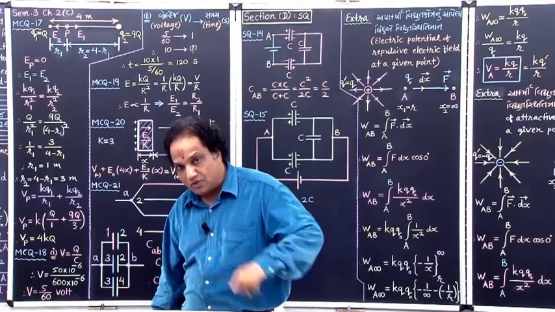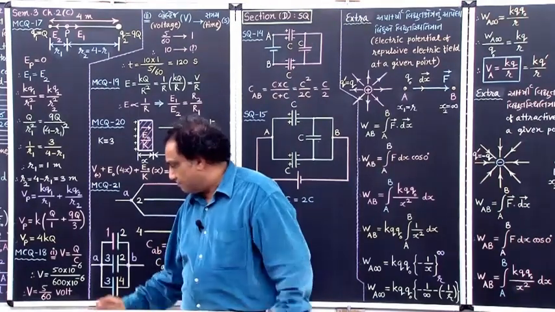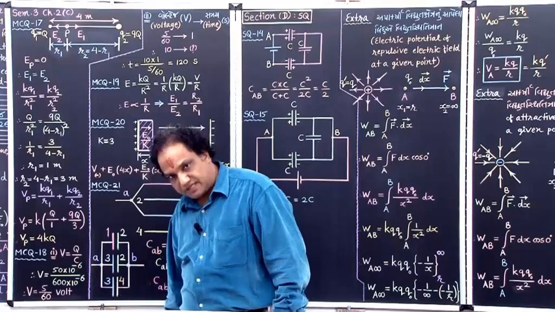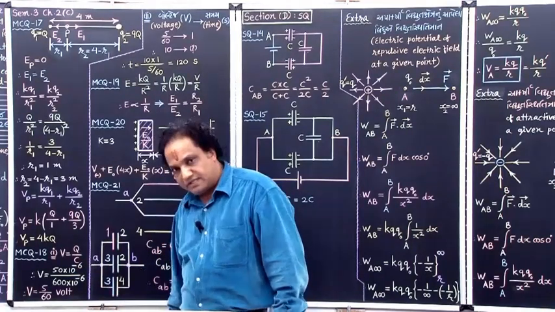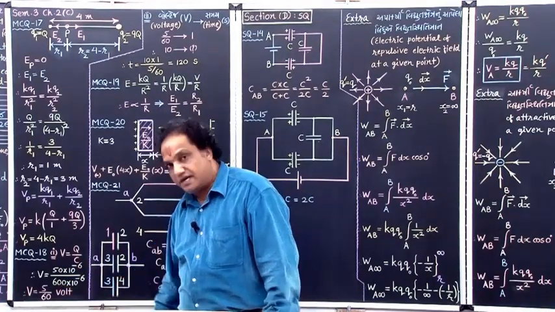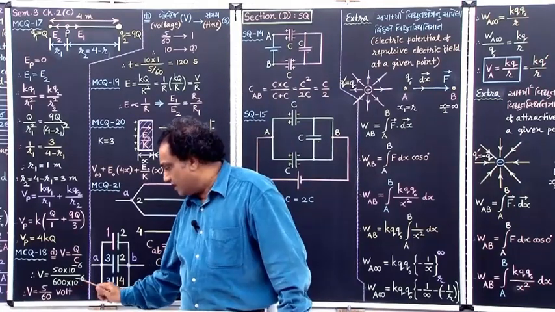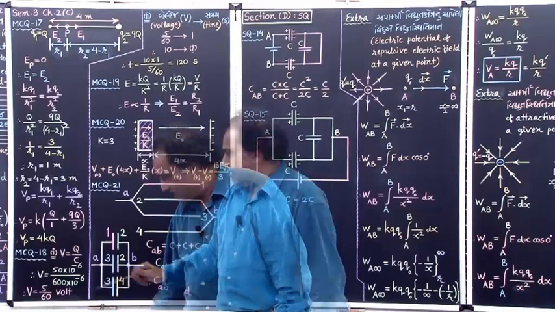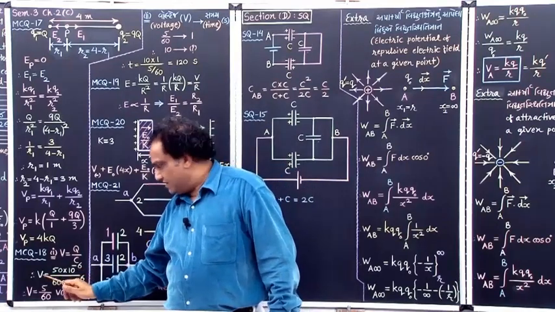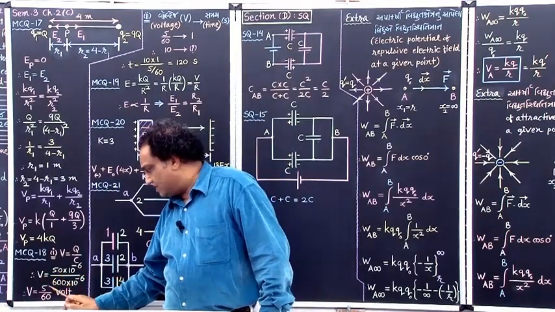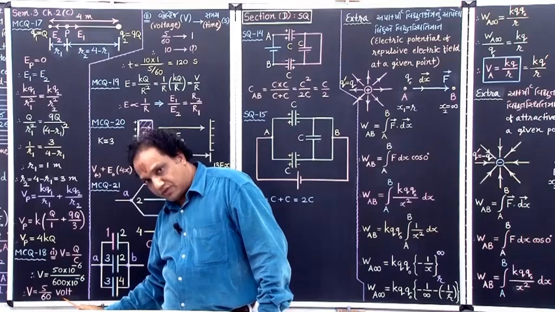50 microcoulomb. You please convert it into coulomb, multiply by 10 raised to minus 6. What about capacitance? They have given 600 microfarad. Convert it into farad, multiply by 10 raised to minus 6. Come on, simplify. You will get V equals 5 upon 60 volt.